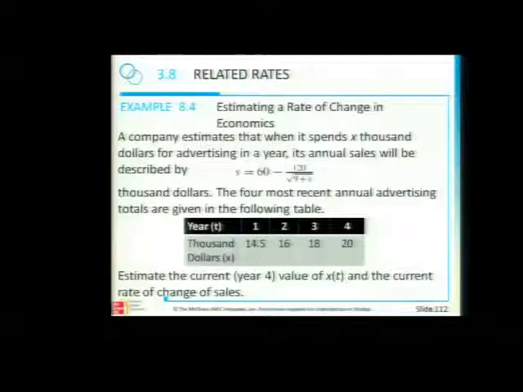So these are the spending from year 1 to year 4, and what we want to do is estimate, in year 4, the rate of change of sale. We are not going to get a value of the advertisement cost because it's already provided in the table. Obviously, in year 4, the amount of money spent on advertisement is $20,000. So what we are going to find is, in year 4, the rate of change of sale.